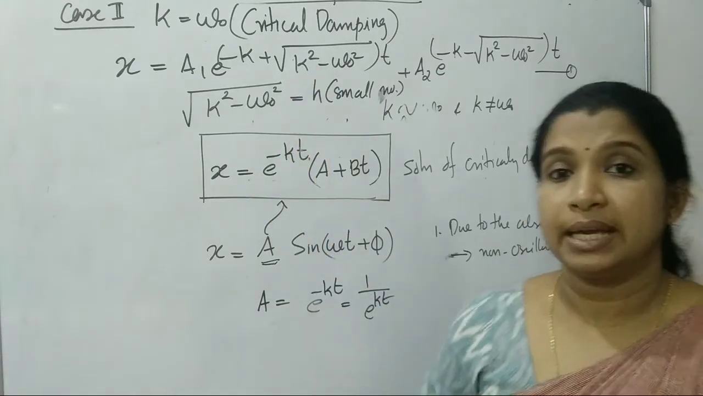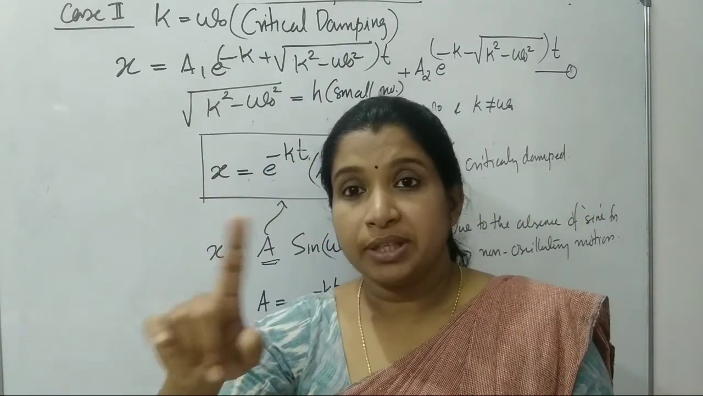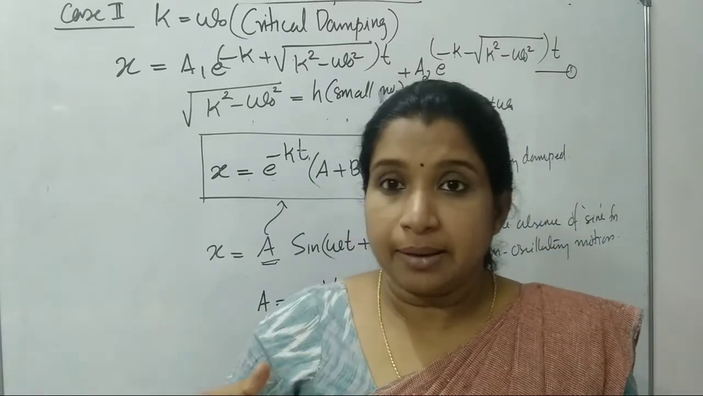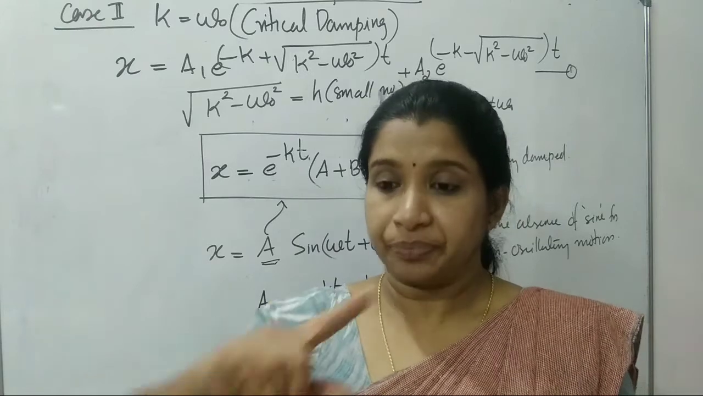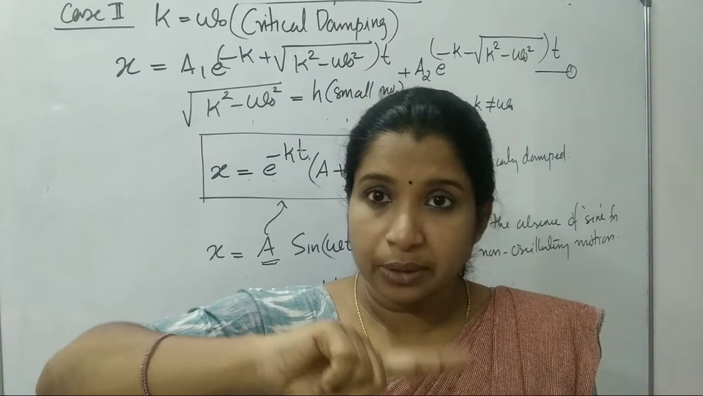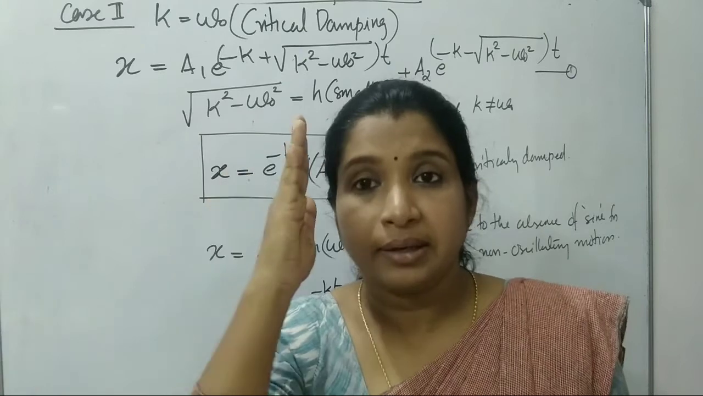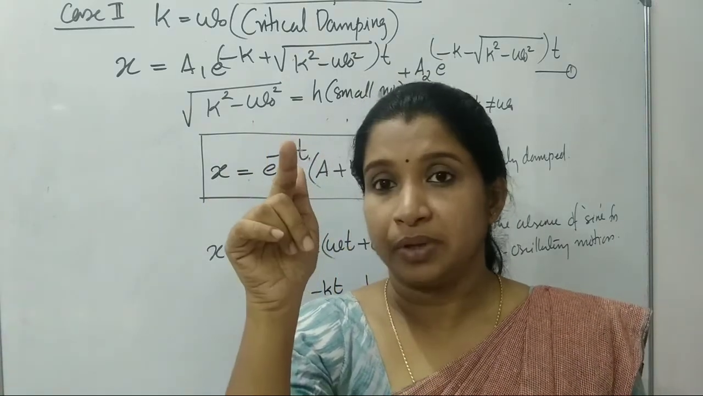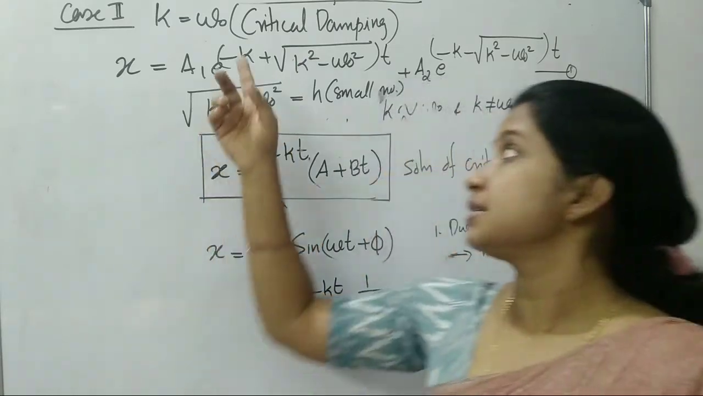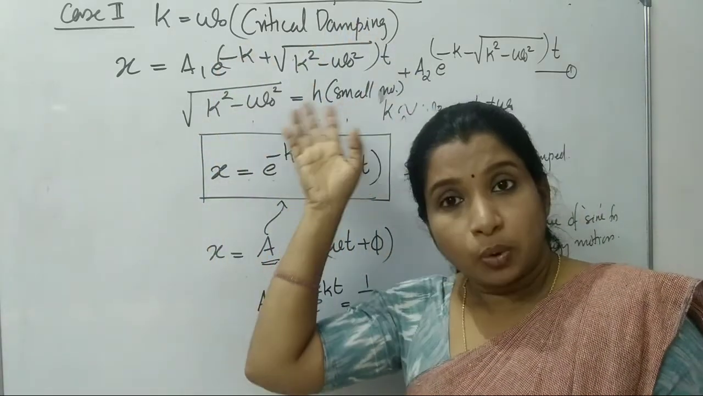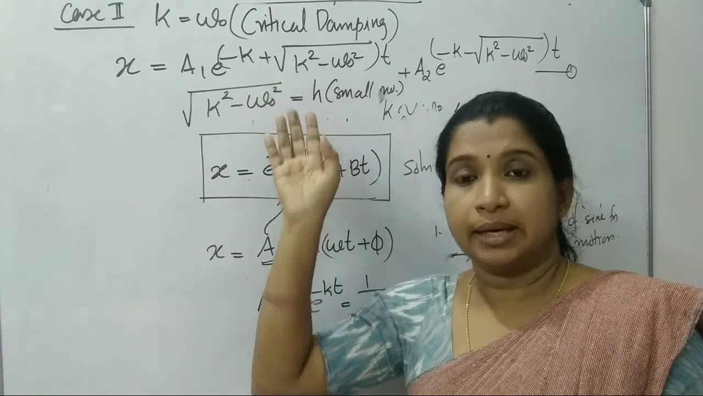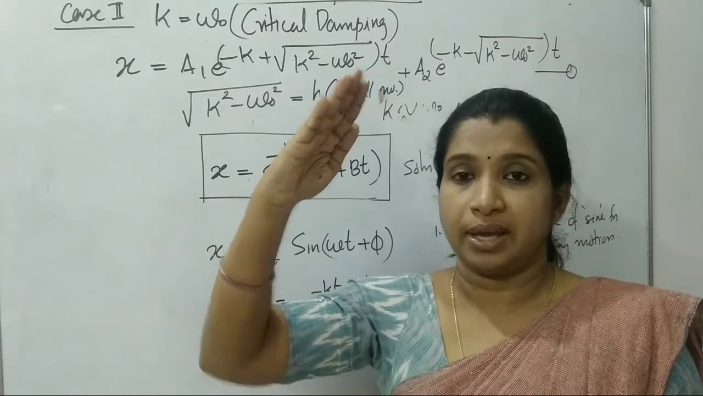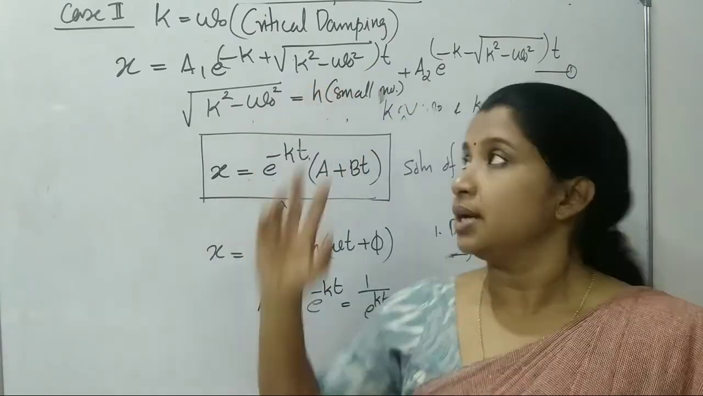The example for critically damped motion is pointer type devices. Pointer type devices means the speedometer needle. If the vehicle moves at 40 km per hour, the needle moves from 0 to 40 in a faster way, and then it remains stationary at that 40 reading. That kind of motion is called critical damping. In both overdamping and critical damping, there is no oscillation. In critical damping, the body moves in a faster way and stays at the equilibrium position.